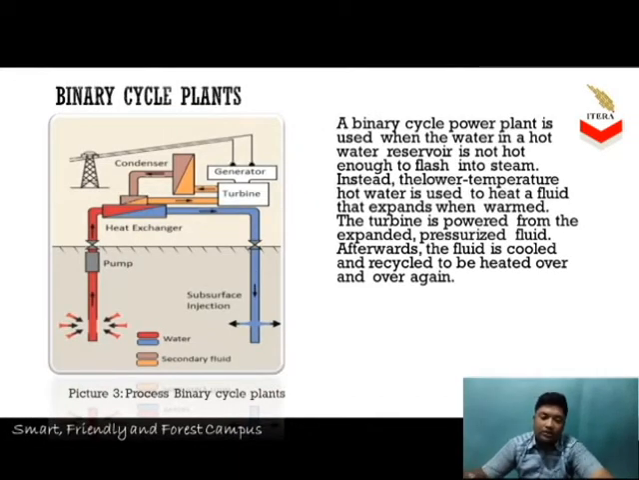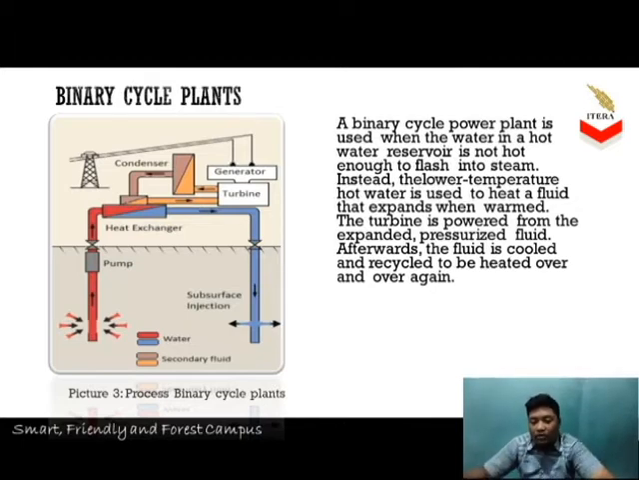The third type is binary cycle plants. Binary cycle plants are moved by generator with diesel fuel. A binary cycle power plant is used when the water is not hot enough. Water reservoir is not hot enough to flash into steam.